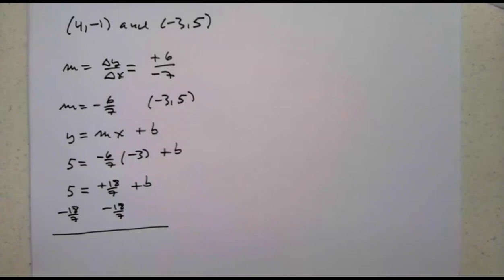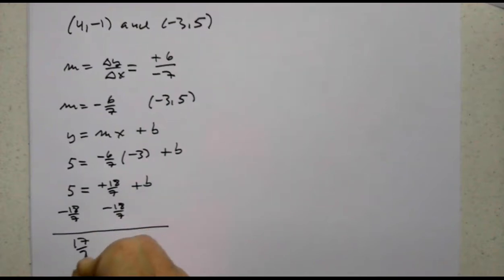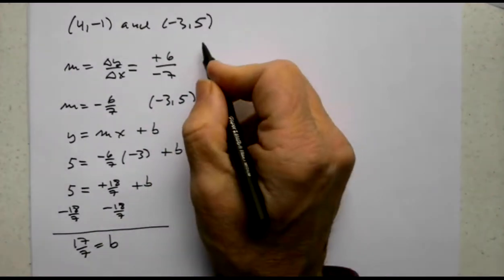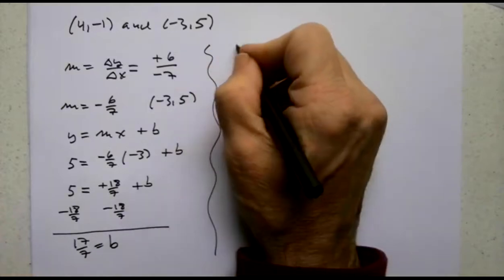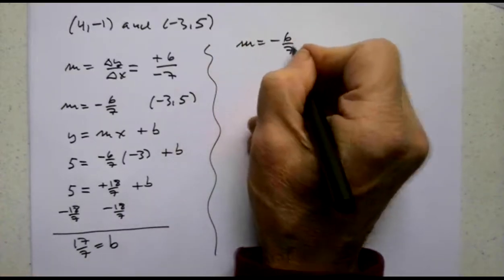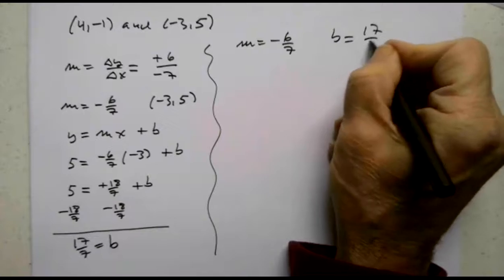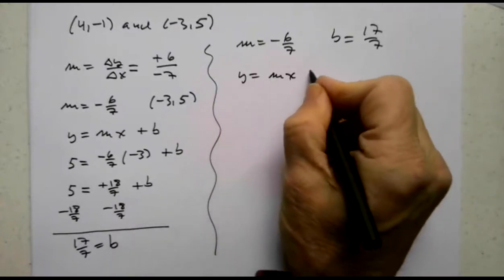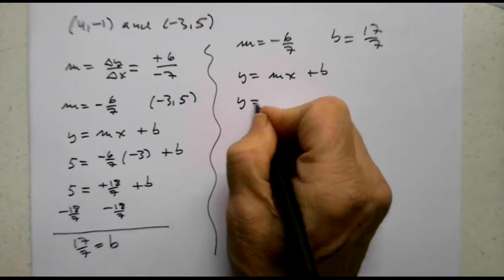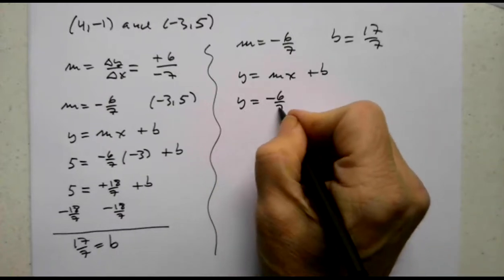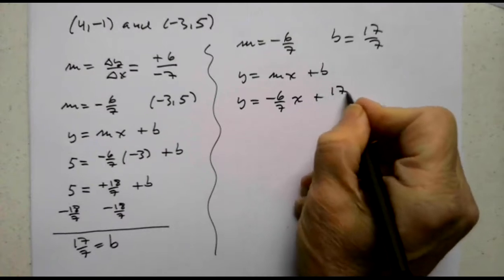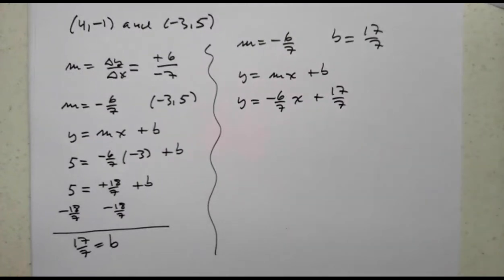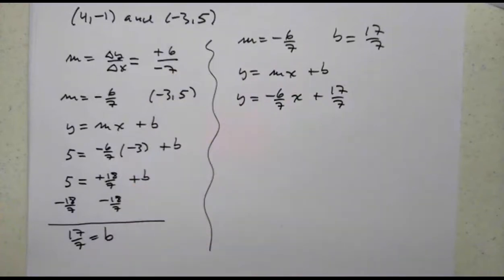5 minus 18/7, what is that going to give us? 5 minus 18/7 is 17/7. Remember, that's not your answer. I need to know m and I need to know b. M is -6/7. B, we believe, is 17/7. So our equation would be y equals mx plus b. So y equals m, -6/7 x plus 17/7. Well, let's check that on Desmos, see if that line indeed goes through those 2 points.